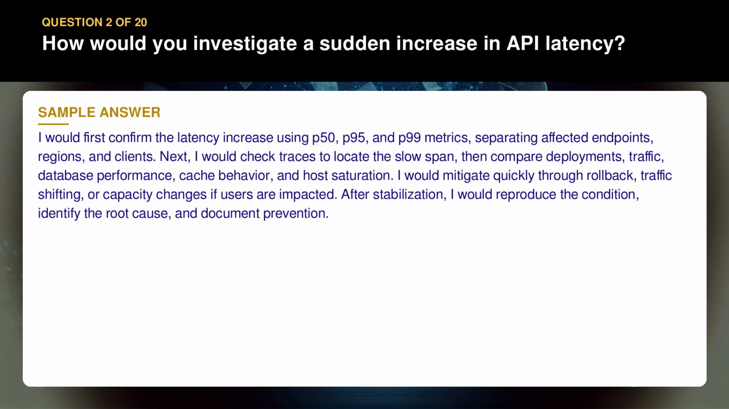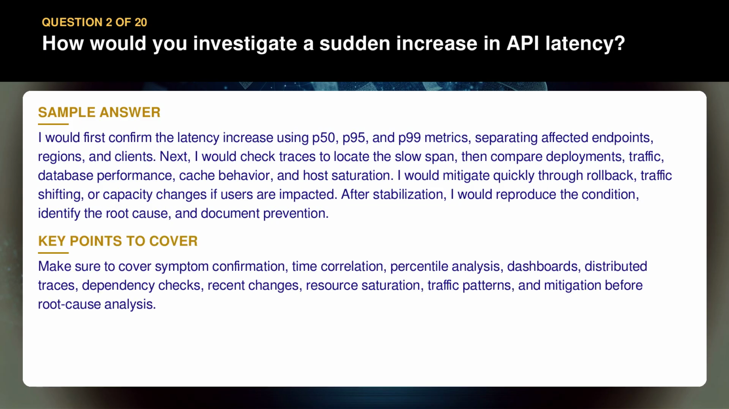After stabilization, I would reproduce the condition, identify the root cause, and document prevention. Make sure to cover symptom confirmation, time correlation, percentile analysis, dashboards, distributed traces, dependency checks, recent changes, resource saturation, traffic patterns, and mitigation before root cause analysis.